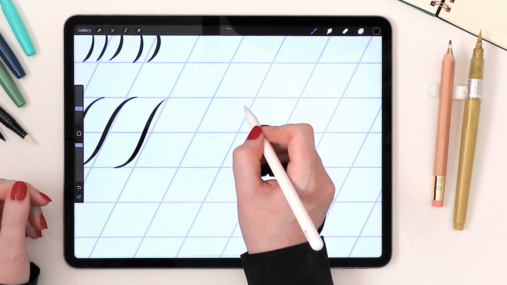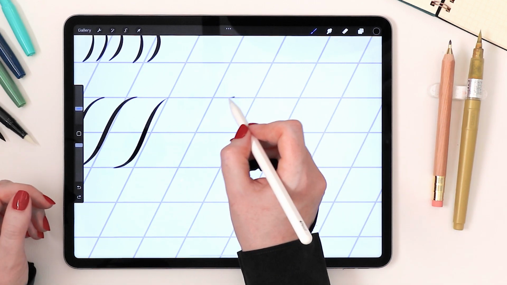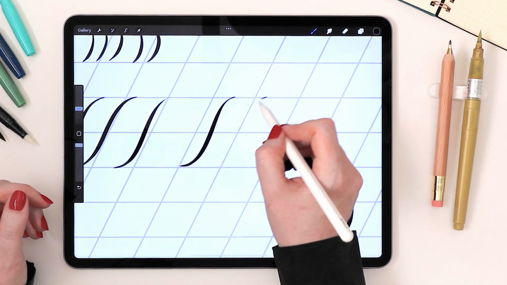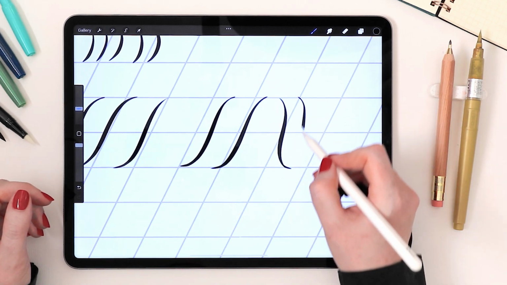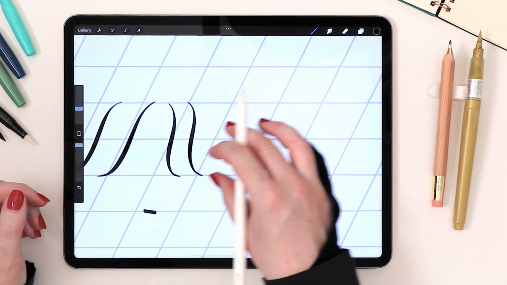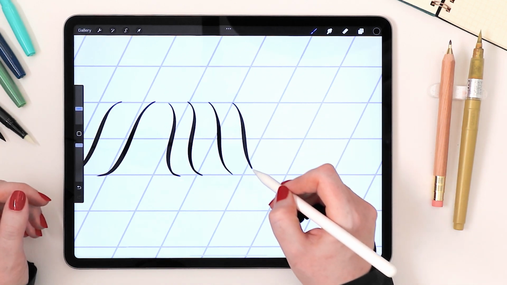I do not recommend making big S strokes like this yet. I'm just talking about very subtle S shapes. You can try these in the other direction if you'd like. But this is sort of taking that thin to thin to a new level.